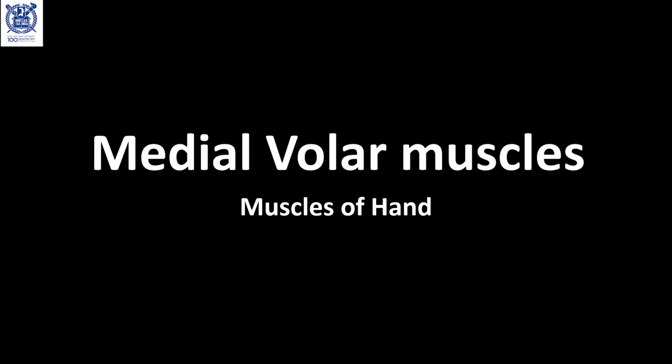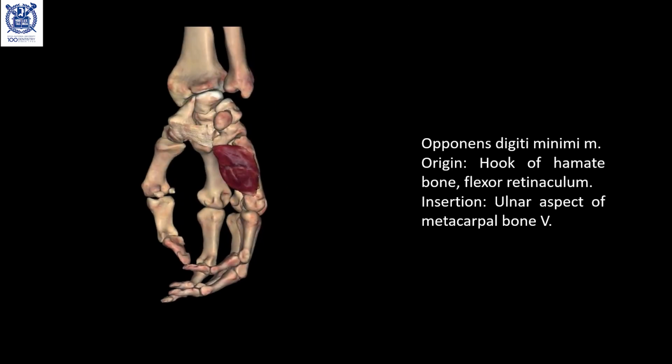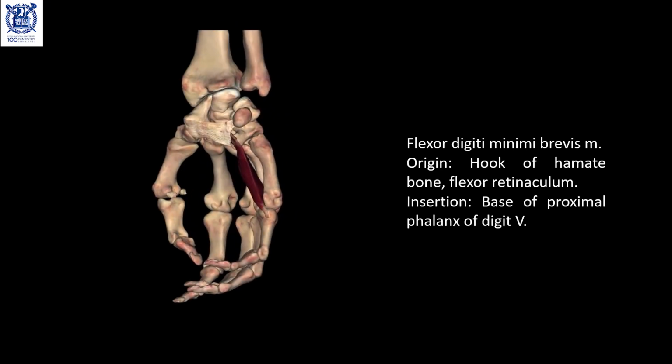Next is the medial volar muscles. Opponens digiti minimi muscle. Origin. Hook of hamate bone and flexor retinaculum. Insertion. Ulnar aspect of the fifth metacarpal bone. Flexor digiti minimi brevis muscle. Origin. Hook of hamate bone and flexor retinaculum. Insertion. Base of the proximal phalanx of the fifth digit.